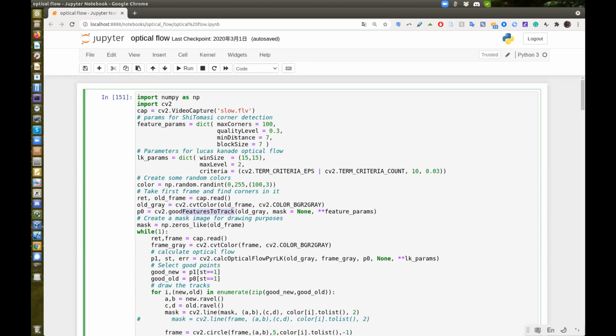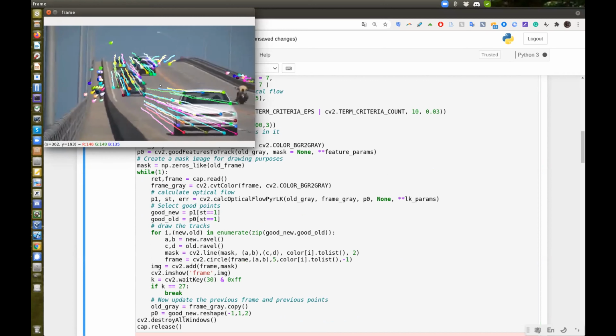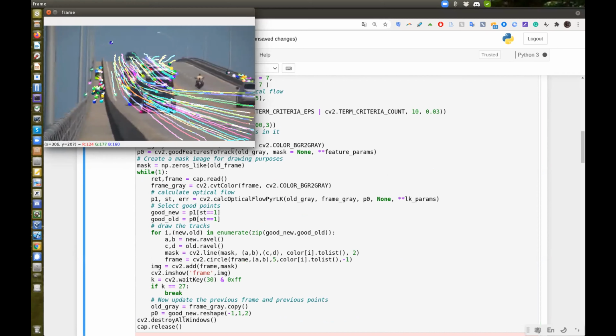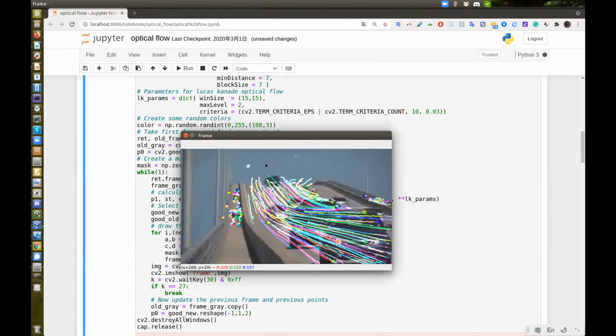But this is quite interpretable. For example, maximum corners and the quality level. I assume if I decrease the quality level, I get more points. Let's see. Yeah, if I decrease the quality level, I get more points to track, so they will be less robust. Here it's essentially just using the Harris corner detector.